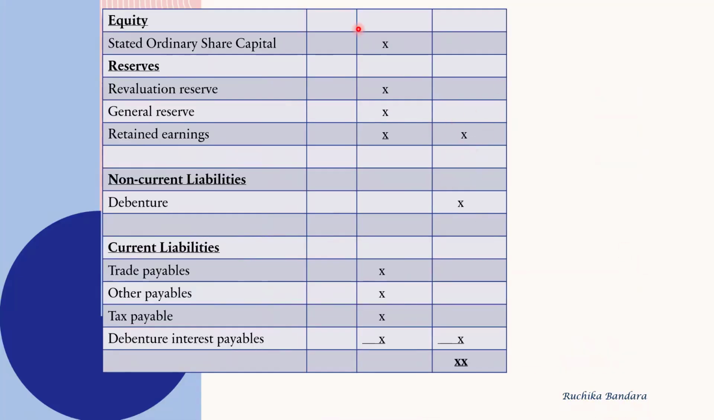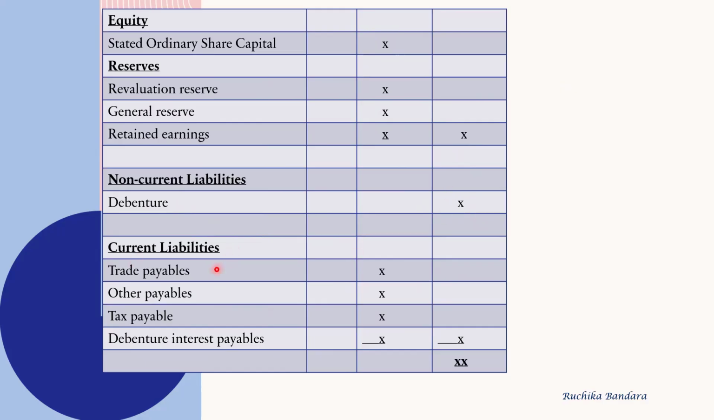So these are called posting these entries. The amounts that you got from the statement of changes in equity, you post to the statement of financial position. Then non-current liabilities, you can have debenture. Just put the value to the last column.